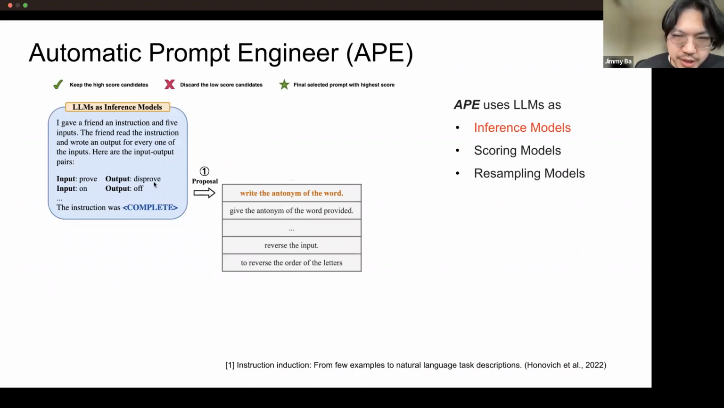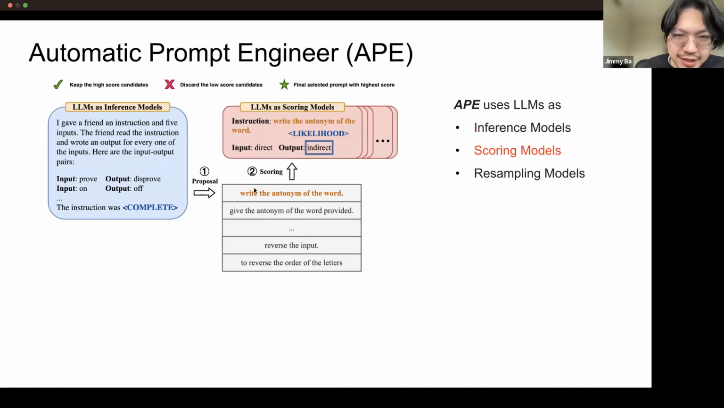Then to automate the process of discovering the instruction here, what we can do is invoke a second language model and say, well, you're given a friend, an instruction, and a set of input and output pairs. The friend reads the instruction and writes an output for every one of the inputs. And here's what your friend has written: approve, disapprove, direct, indirect, and so on and so forth. And then you ask the model to complete a sentence. The previous instruction was blank. And then using the second foundation model, now you can actually start proposing new instructions, right? So write an antonym, reverse the input sequence, or reverse the order of the letters. Of course, some of those instructions are actually not related to the task at hand at all, right?